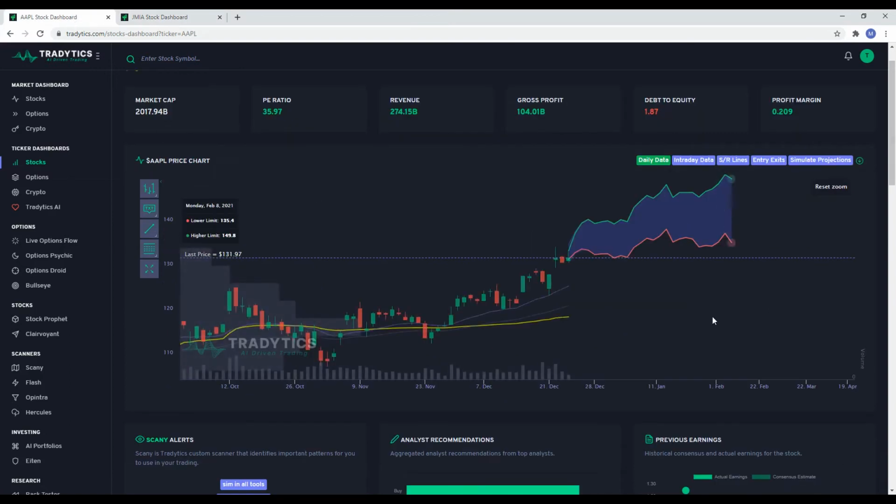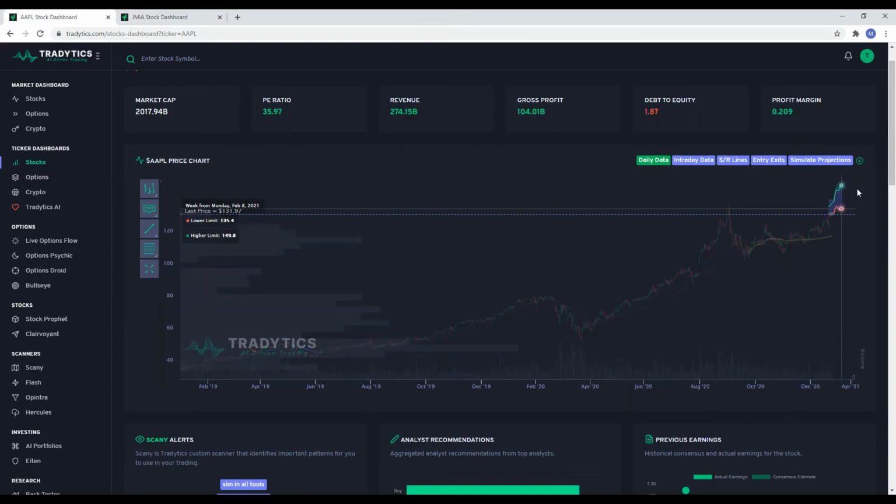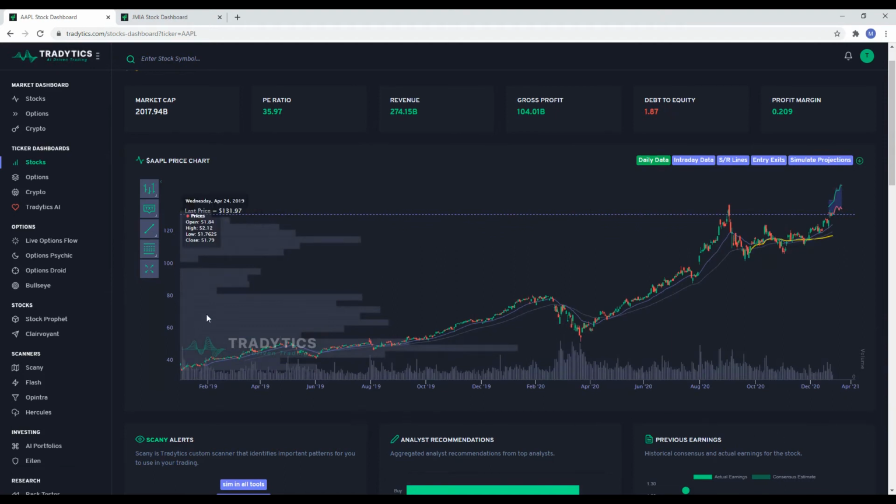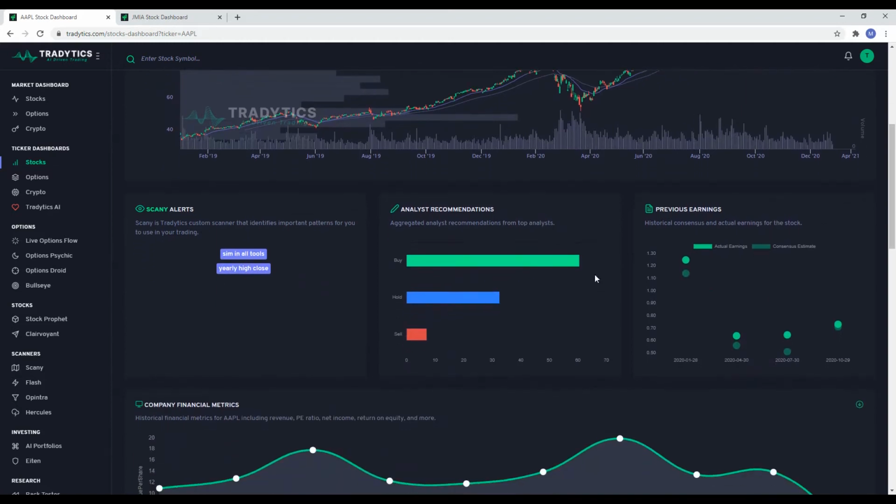Although our charting is not the most comprehensive, we are adding more stuff every day and plan on making it comparable to other brands like TradingView. Next comes our scanner signals from our tool called Skinny. This tool will be discussed in more depth in a later video.